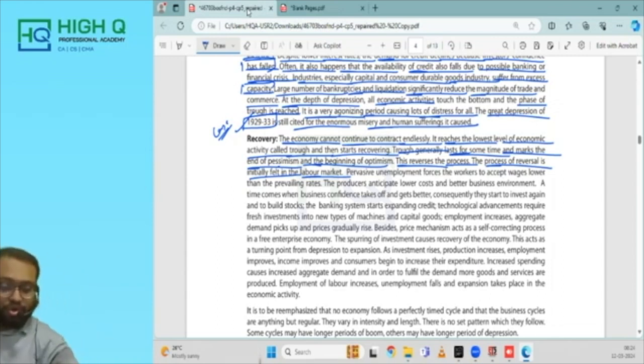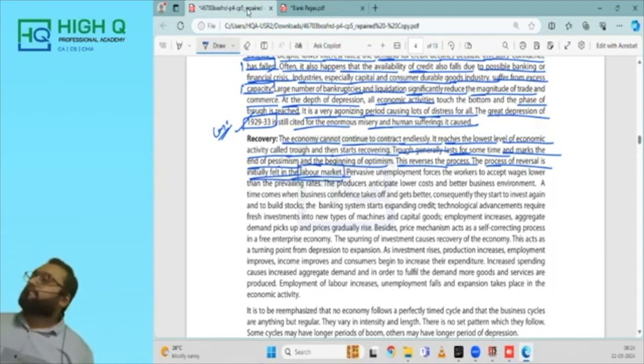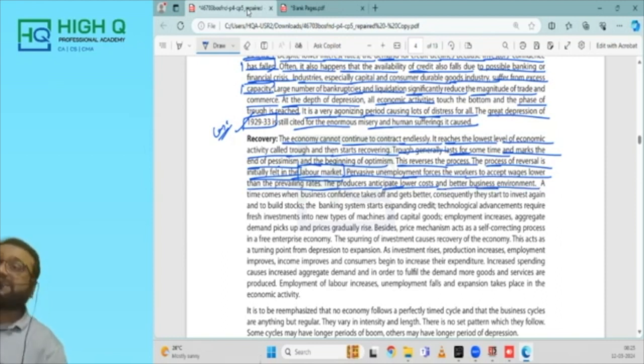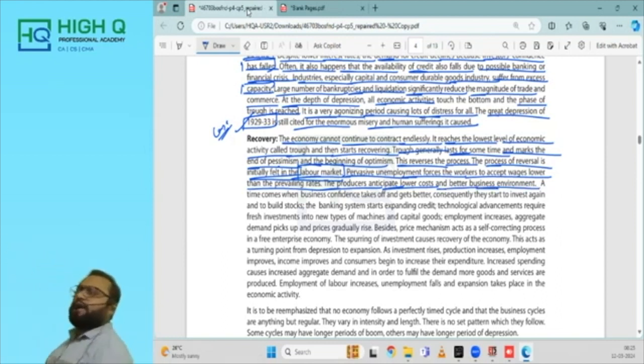And they also told the process of reversal initially felt in the labor market. Am I right or am I wrong? Pervasive unemployment forces the worker to accept wages lower than the prevailing rate. From 100 he went to 50. Am I right? The producer anticipates lower costs. Lower cost means low cost of production. Yes or no? Low cost of production and better business environment. Why better business environment?